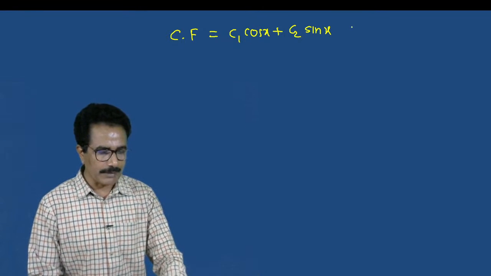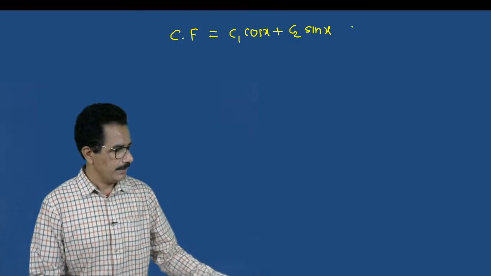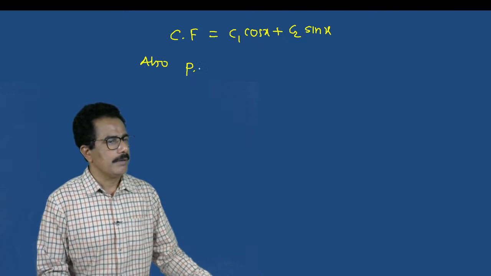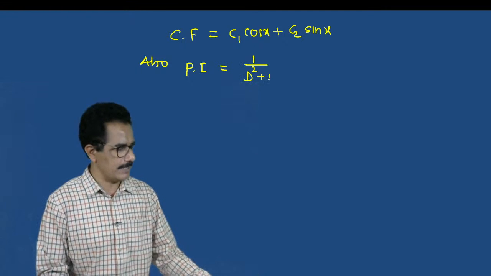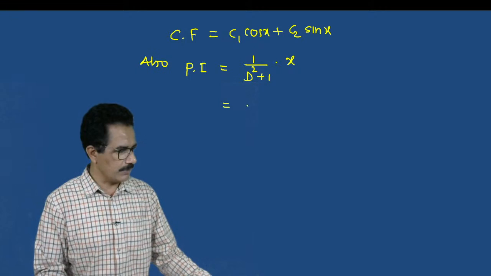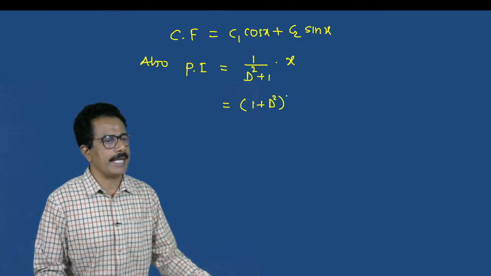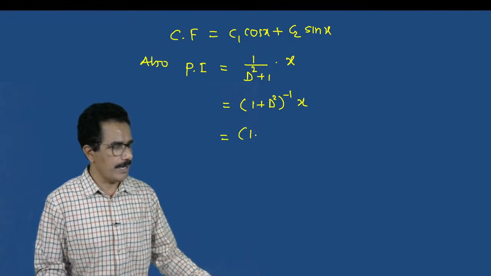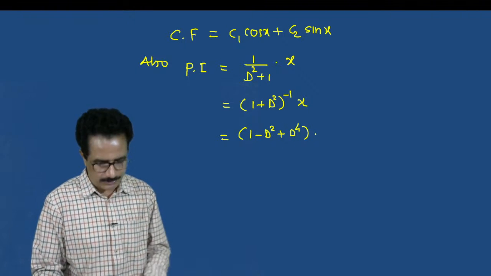Now we have to calculate the particular integral because this is a non-homogeneous equation. So we have to write the particular integral is equals to 1 upon D square plus 1 into x, that is equals to 1 plus D square raised to minus 1 into x, that is 1 minus D square plus D raised to 4, and in this way so on.